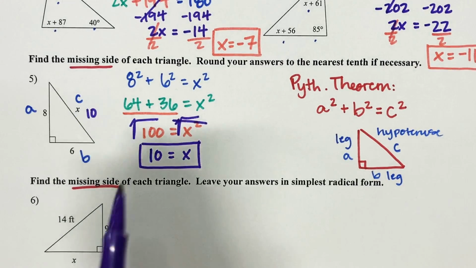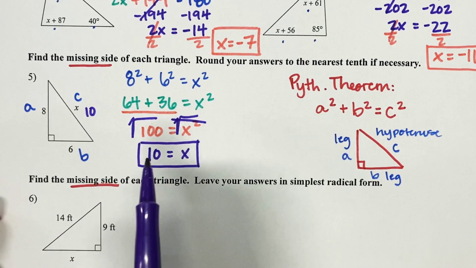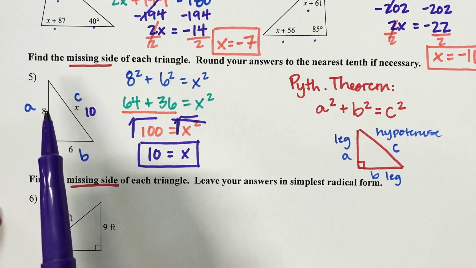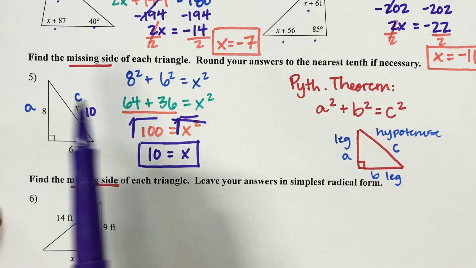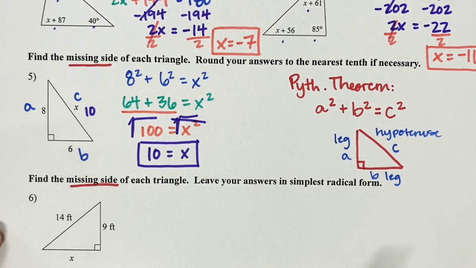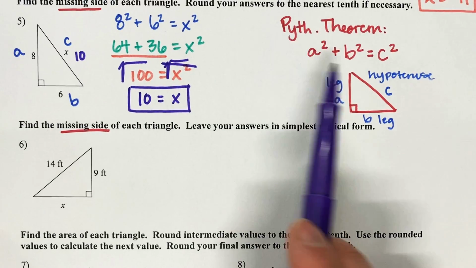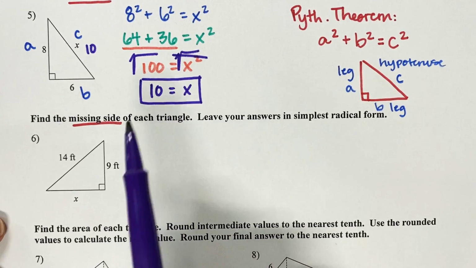Okay, so on number 5, we got a really nice answer, just a whole number. That's actually called a Pythagorean triple, 8, 6, and 10. Okay, those are nice, pretty numbers. Well, on number 6, we're still going to use our Pythagorean theorem, but it might not turn out so nice.